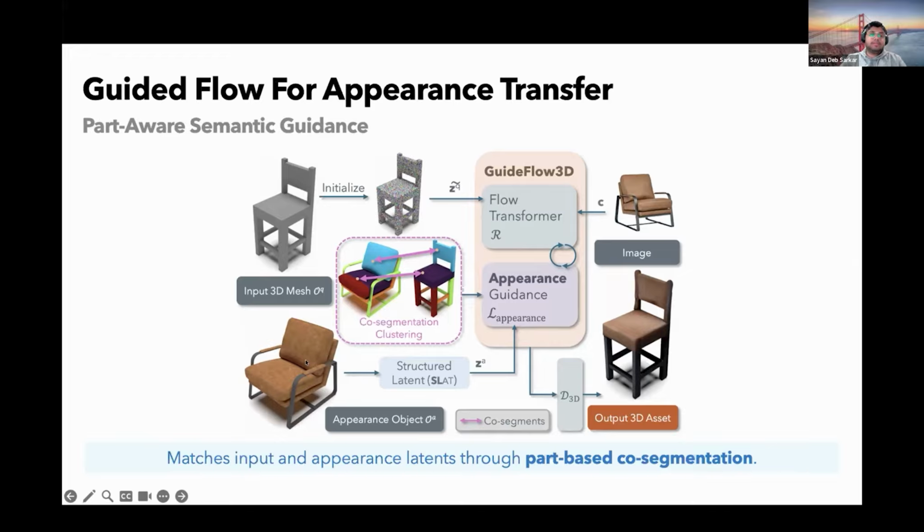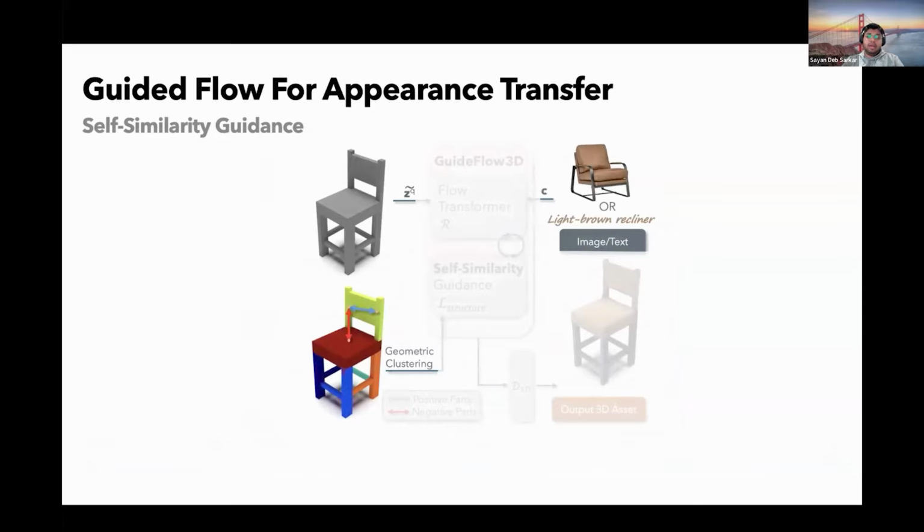Right. Now, you might have a question: what if I do not have an appearance object available? I only have an image, or I just have a text available. You cannot really use this sort of guidance. So what do you do in that case? Here we introduce another form of guidance which we named self-similarity guidance. Here the idea is also very similar: you have this input 3D object, which is the chair.